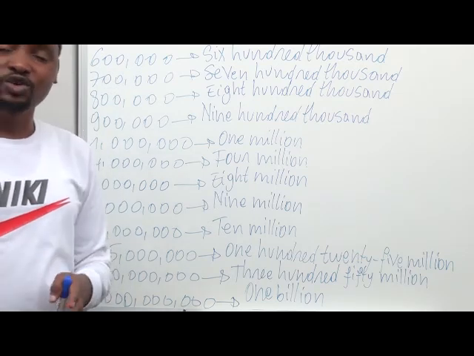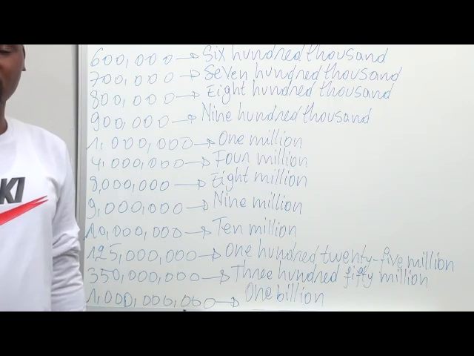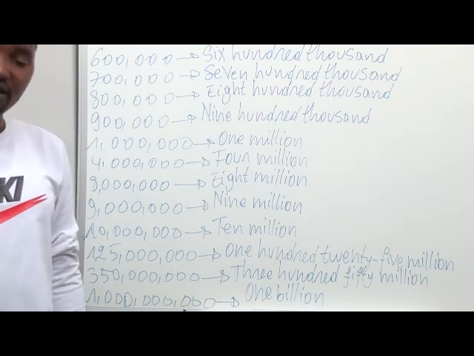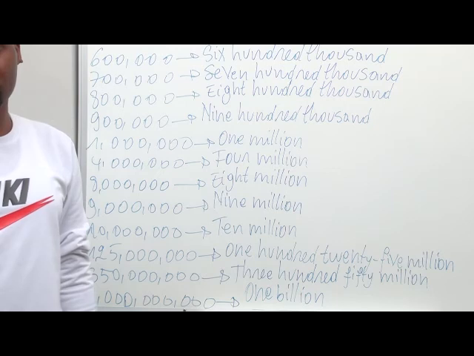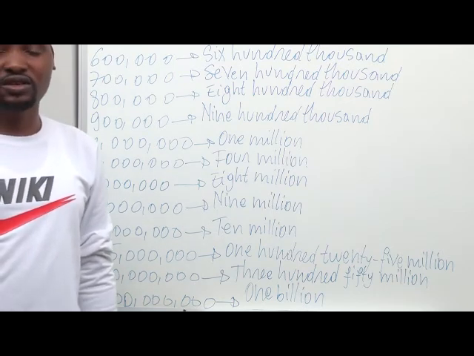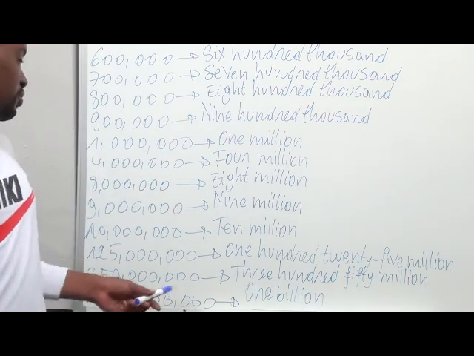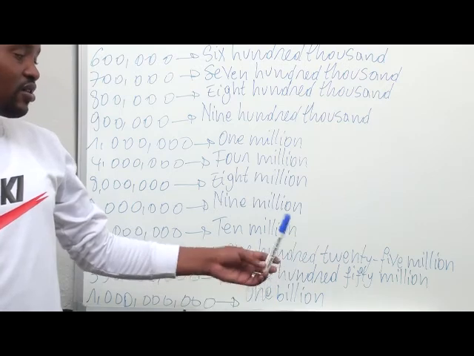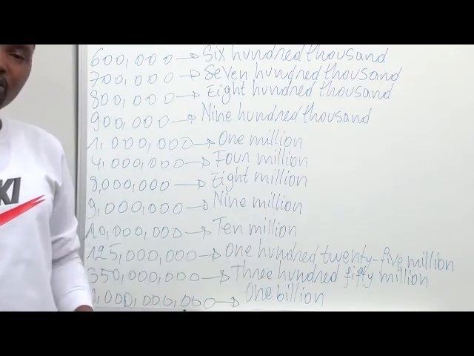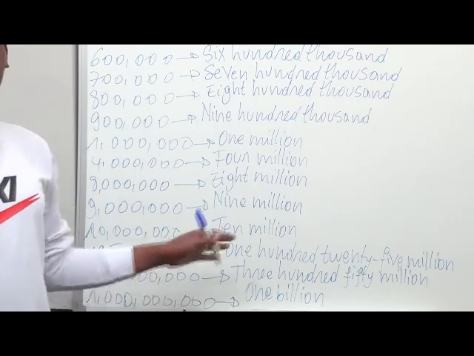When we have million, we shouldn't put it in plural. It will always remain million. We will not say millions. Don't say millions. And anywhere that you find millions written, this is a mistake. The word million doesn't change. So here it's 350 million.